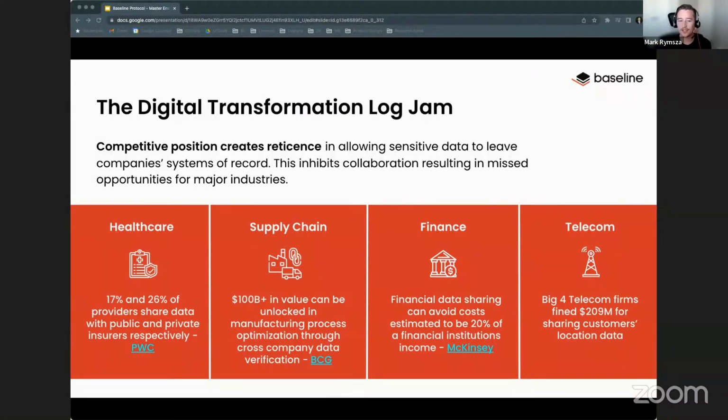Yeah, pretty much. It's basically saying that in an ideal world, if you could share your data and not give up your competitive positioning, there's a lot of economic benefit that could be made from doing so. So the baseline protocol will allow them to effectively share that stuff, but just maintain the competitive position that they have, right?